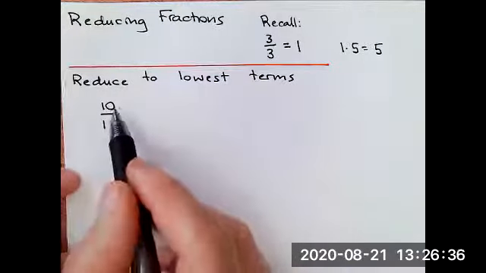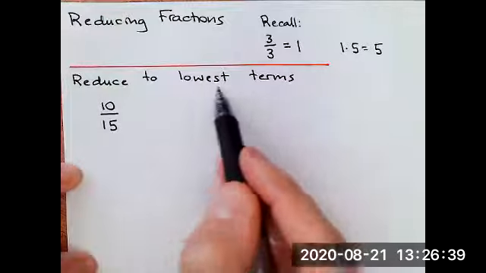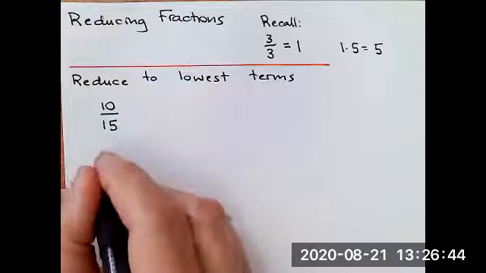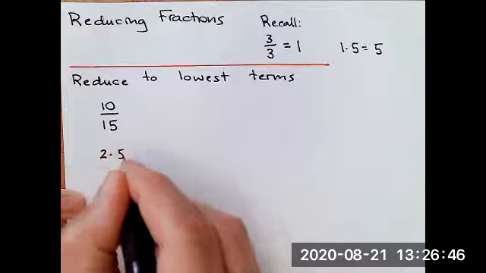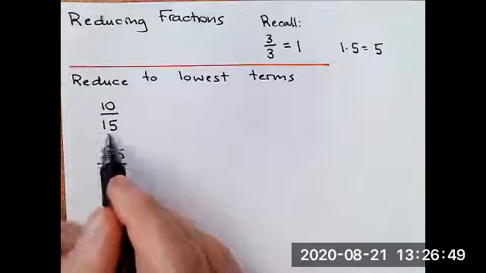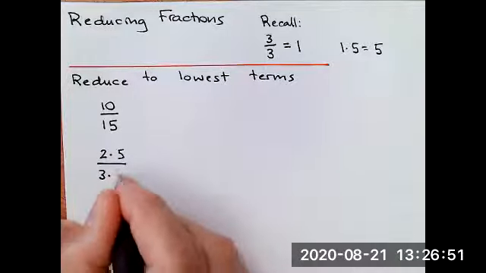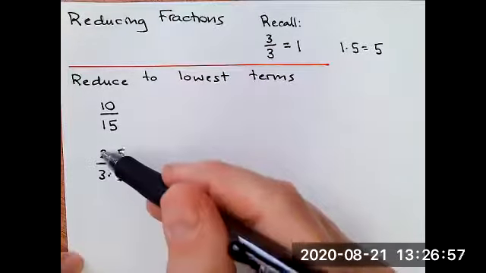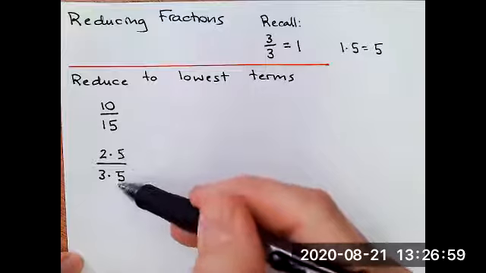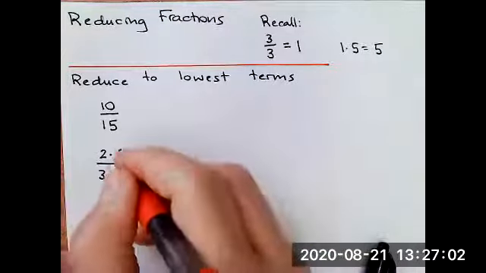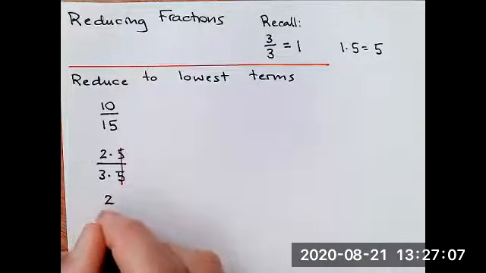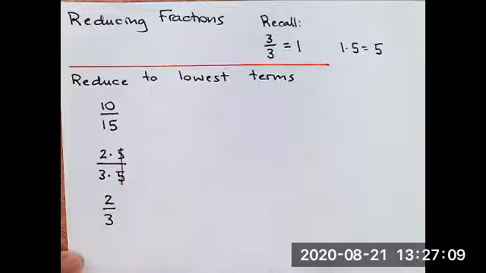So let's take the fraction 10 over 15 and reduce it to lowest terms. So you would write the factors of 10, 2 times 5, and you would write the factors of 15, 3 times 5. So this is basically 2/3 times 1, because 5 over 5 equals 1. So our equivalent fraction is 2/3. Let's do another.